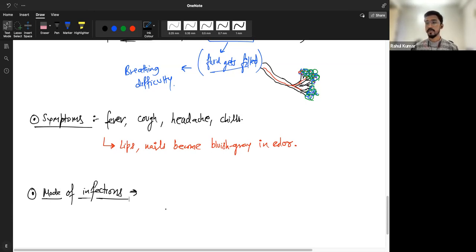Inhaling the droplets from an infected person, sharing glasses and utensils, touching surfaces that may be contaminated. Okay, so these are all the symptoms. The same symptoms you will find for, sorry, this is the mode of infection. The same mode of infection will be for COVID as well, because that's also a respiratory disease.